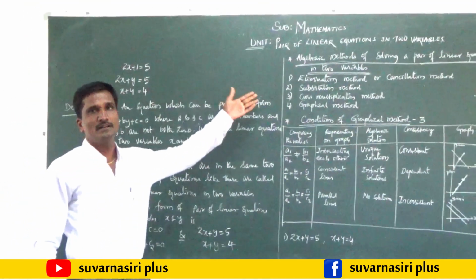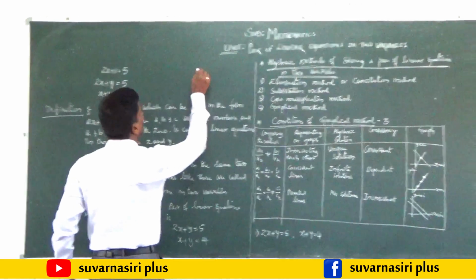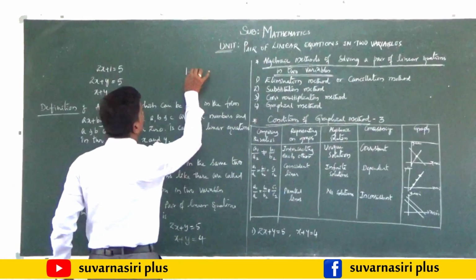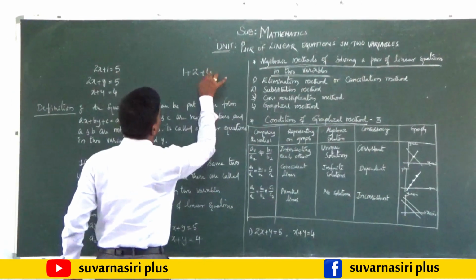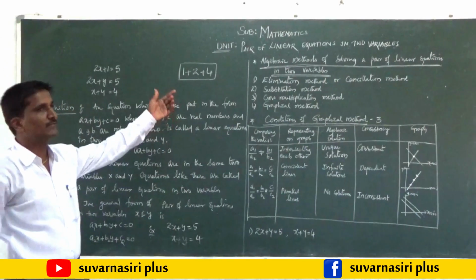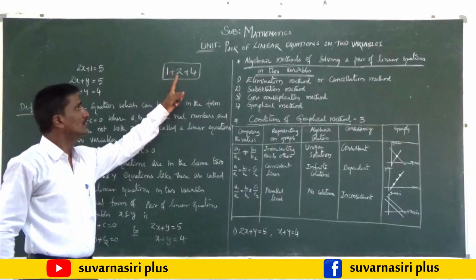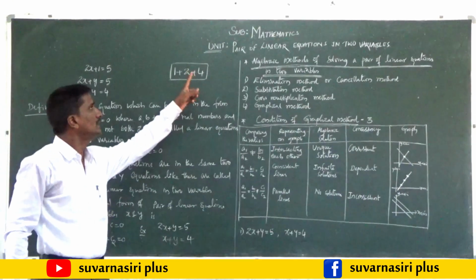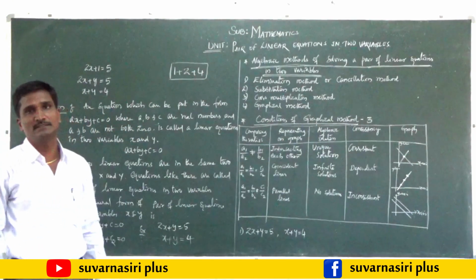From this chapter, there are totally 7 marks: 1 plus 2 plus 4. So one question for 1 mark, one question for 2 marks, and one question for 4 marks. That is the graph.